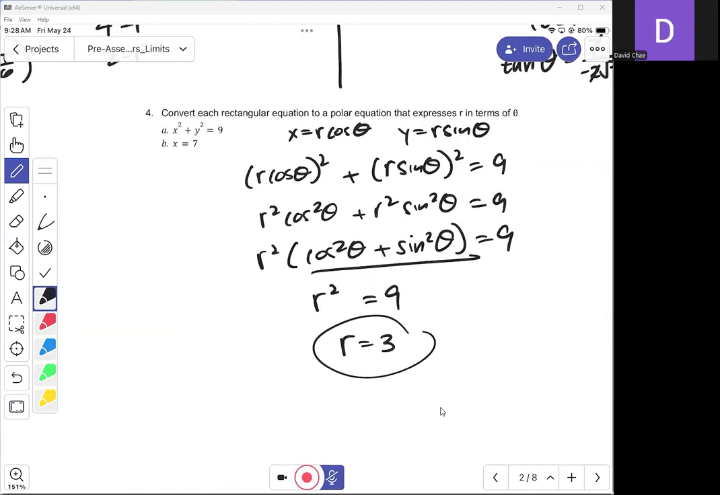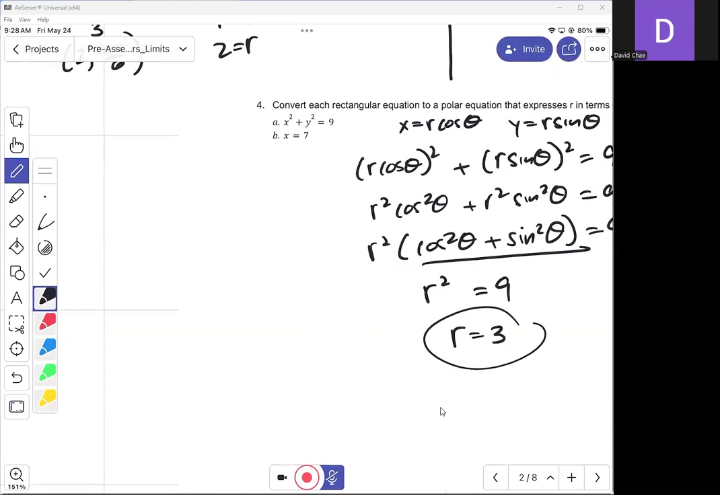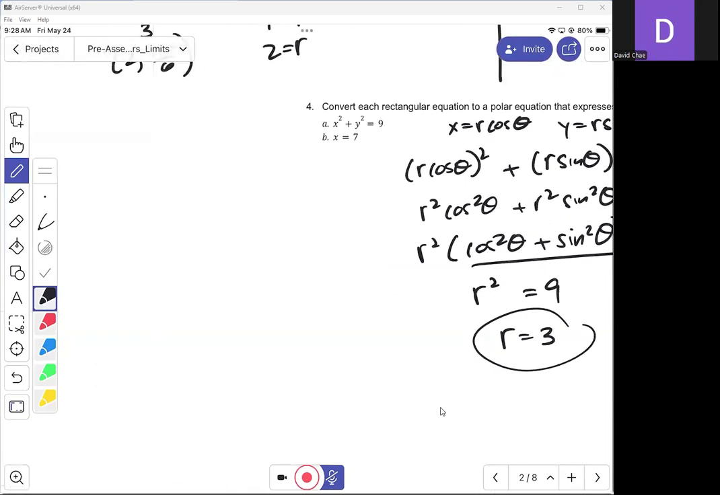Remember to get r by itself when you want to find the polar equation. The next one is x is equal to 7. Remember, we replace the x. Remember, we're doing letter B. It'll be r cosine theta is equal to 7. All you have to do is just divide the cosine theta on both sides. r is equal to 7 over cosine theta. All right.